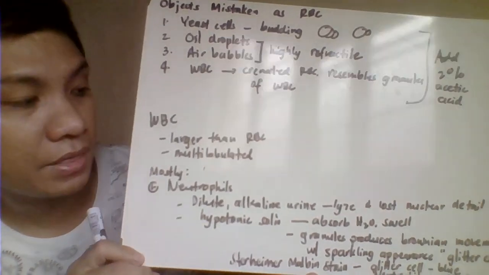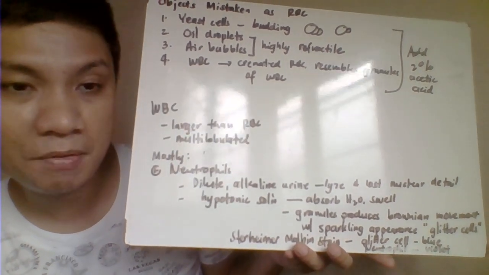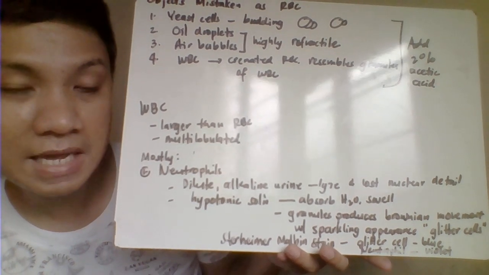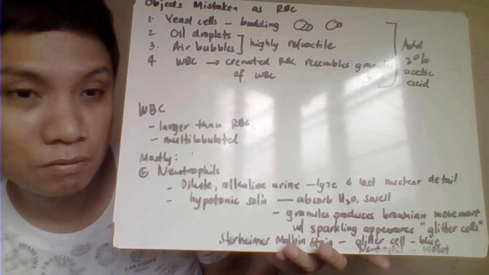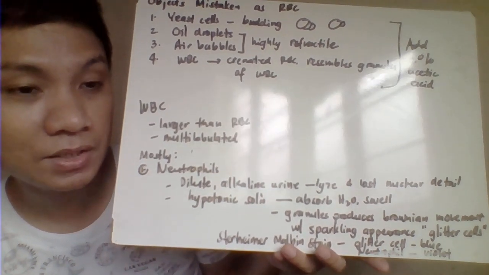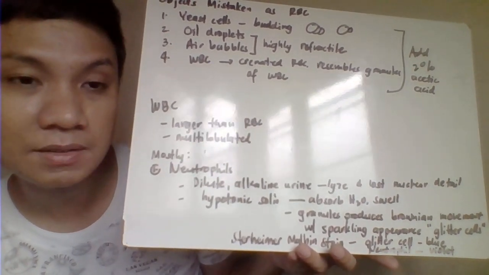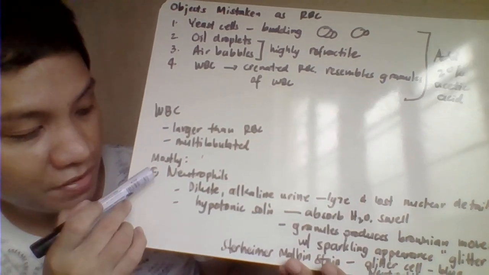Okay, now we go with your WBC. White blood cells are much larger compared with red blood cells, and they are multinucleated. They have lobes, multilobulated. They have a nucleus, compared with the RBC which has no nucleus. The most likely WBC seen under the microscope in your urine sample would be your neutrophil.